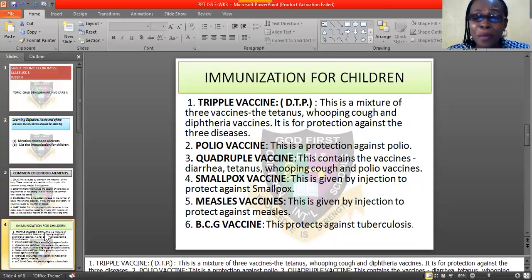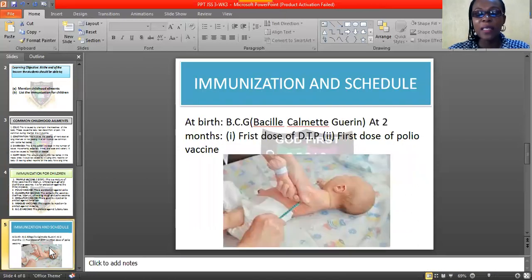Immunization is very, very important. My dear, immunization starts immediately a child cries. Immediately the child comes out from the body of the woman, there is this immunization you give to the child. We call this immunization BCG. You can see this newborn child. And what's the meaning of BCG? BCG simply means Bacille Calmette-Guérin.